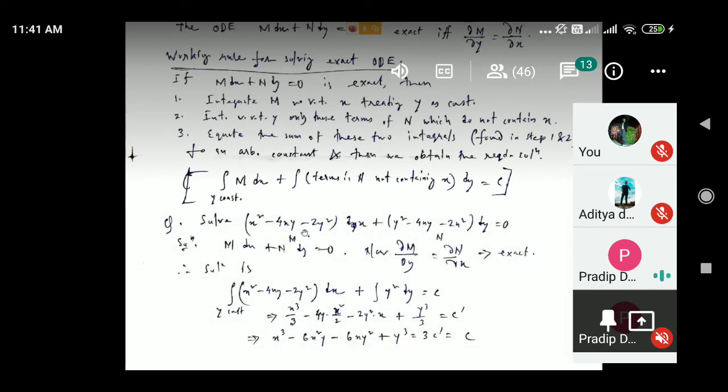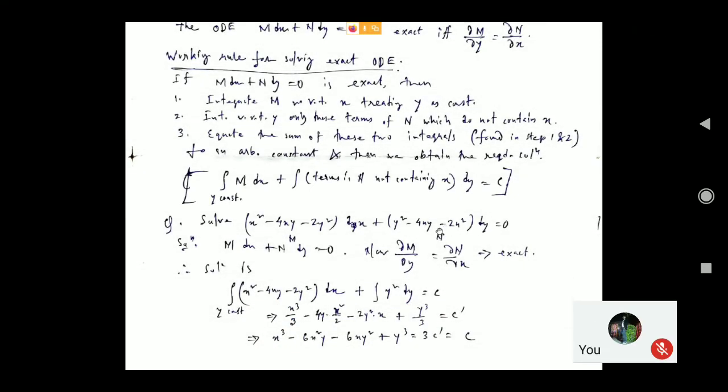Keeping x constant. Here we keep x constant and we differentiate with respect to y. So we get that this condition is satisfied, minus 4x minus 4y. So it is an exact differential equation. So if it is exact, we can apply this working rule to find its solution.